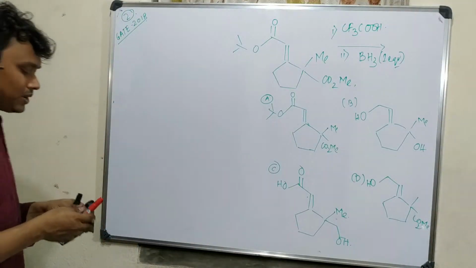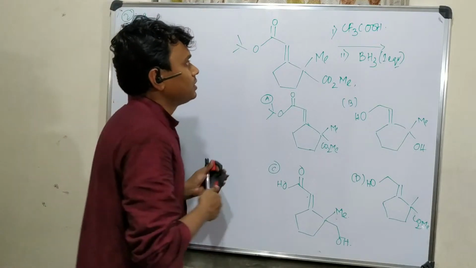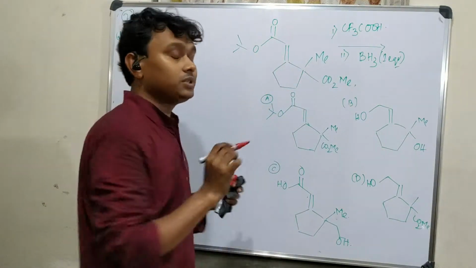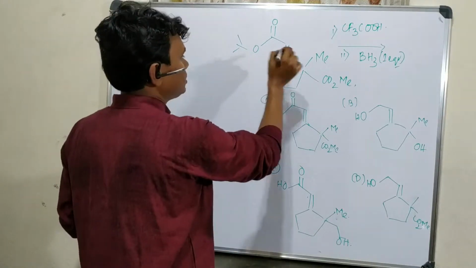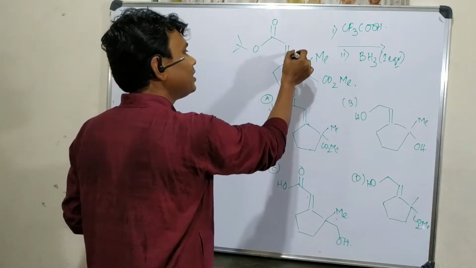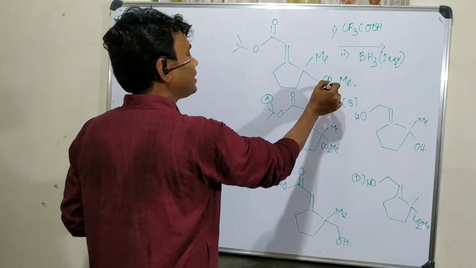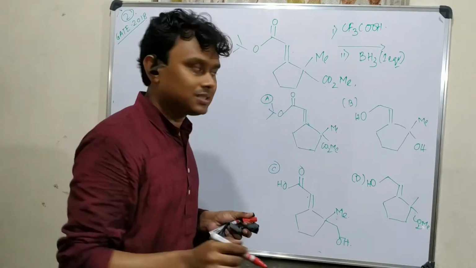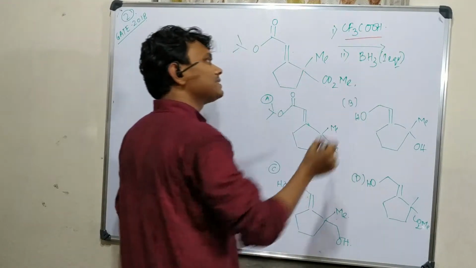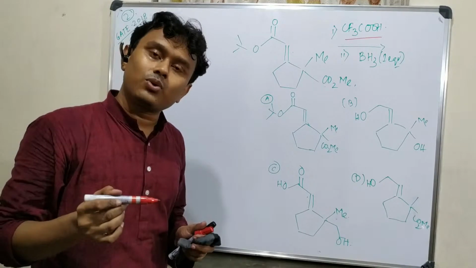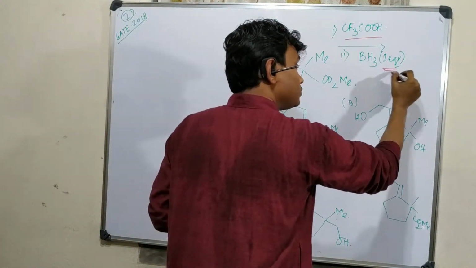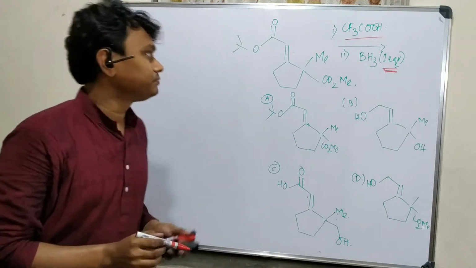First of all, we need to understand what reagents are given. First we have to see the molecule properly with a cool mind. This molecule has what functionality? One tertiary butyl ester, one double bond, and one methyl ester. Two esters are there. Another thing, CF3 carboxylic acid, meaning trifluoroacetic acid, and second is BH3, more specifically one equivalent. You have to focus on that part.